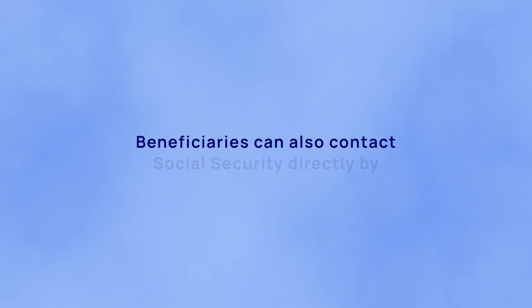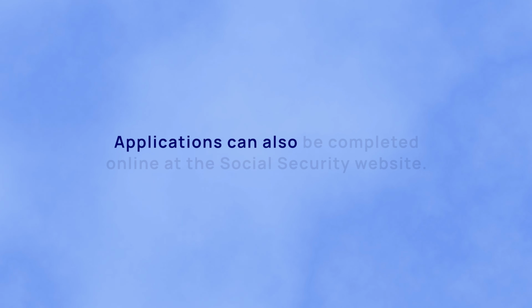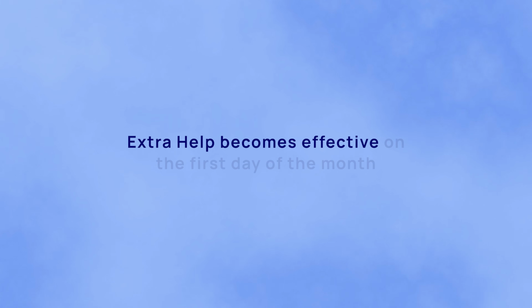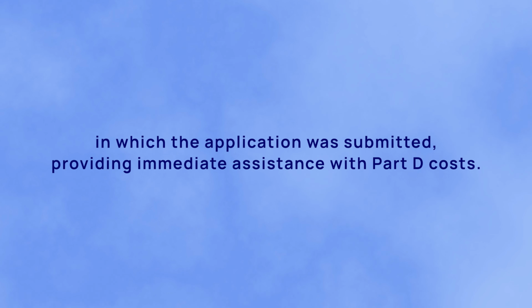Beneficiaries can also contact Social Security directly by calling 1-800-772-1213, or TTY users can call 1-800-325-0778. Applications can also be completed online at the Social Security website. Once approved by SSA or the state, Extra Help becomes effective on the first day of the month in which the application was submitted, providing immediate assistance with Part D costs.